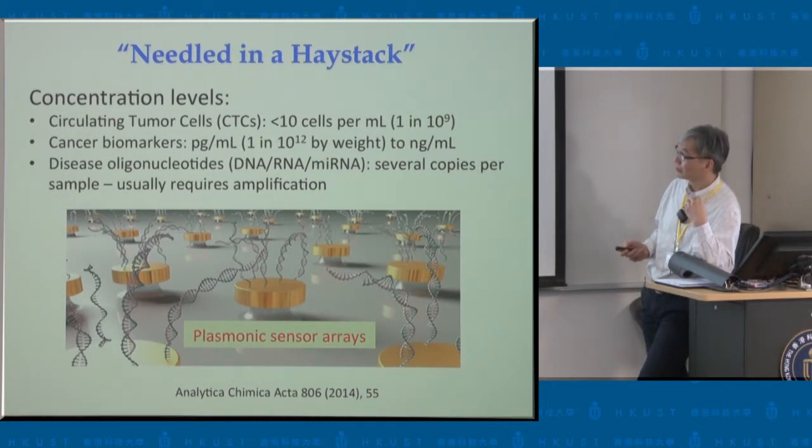Or cancer biomarkers, in other words, proteins, in picogram per mil. In fact, it's actually 1 in 10 to the 12 by weight. And then if it's oligonucleotide, i.e. DNA related molecules, we are talking about several copies per sample. So in the picture below, you can see that we are really trying to fish out very low concentration molecules and then give a signal.